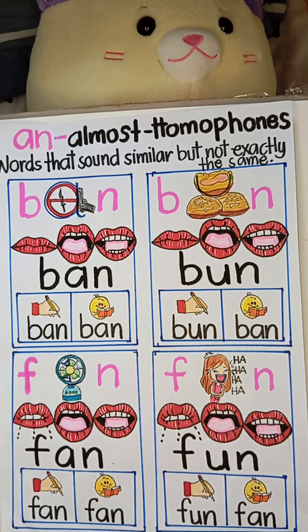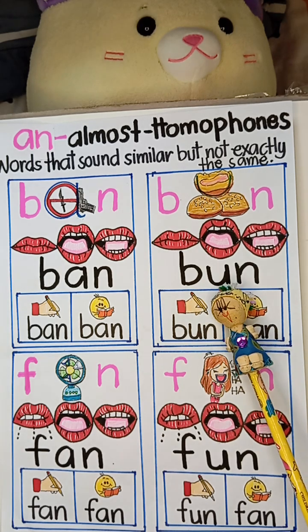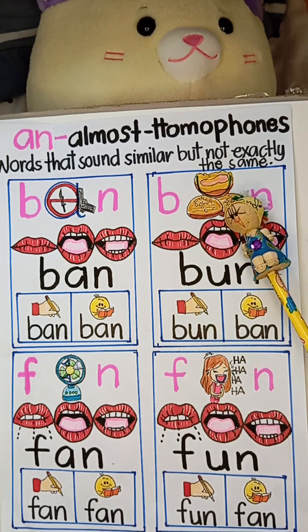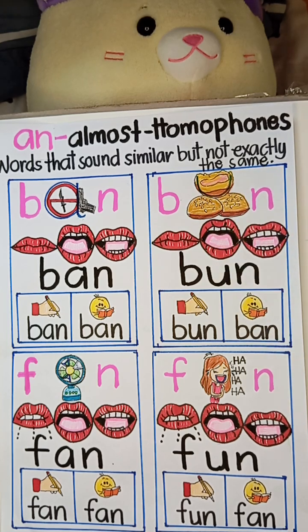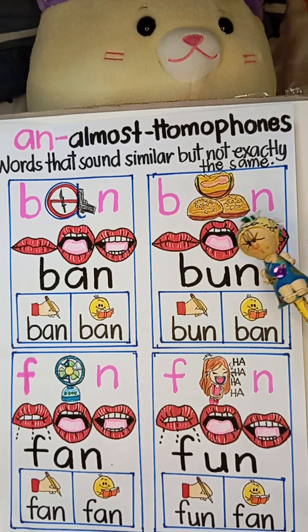B-A-N. Now let's talk about bun as a bread that is small, round, and soft. Sometimes it's sweet or plain. You can use it for sandwiches, and I like to put some peanut butter on mine. It's my favorite snack.